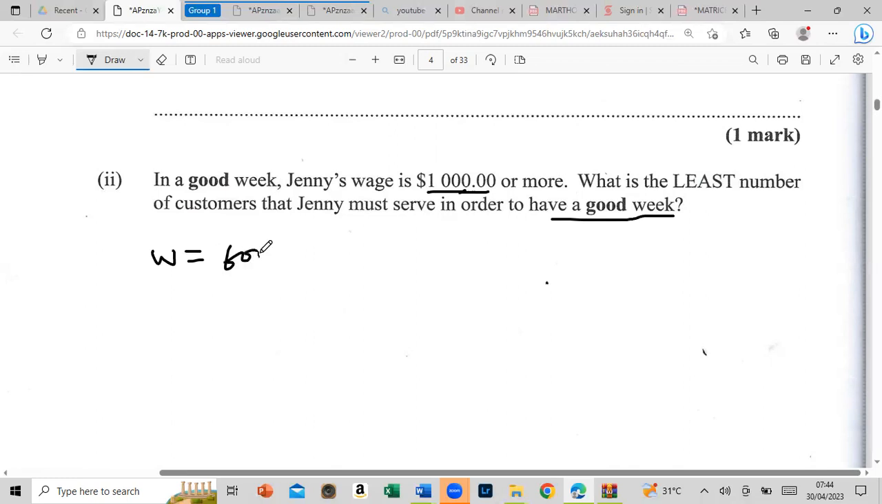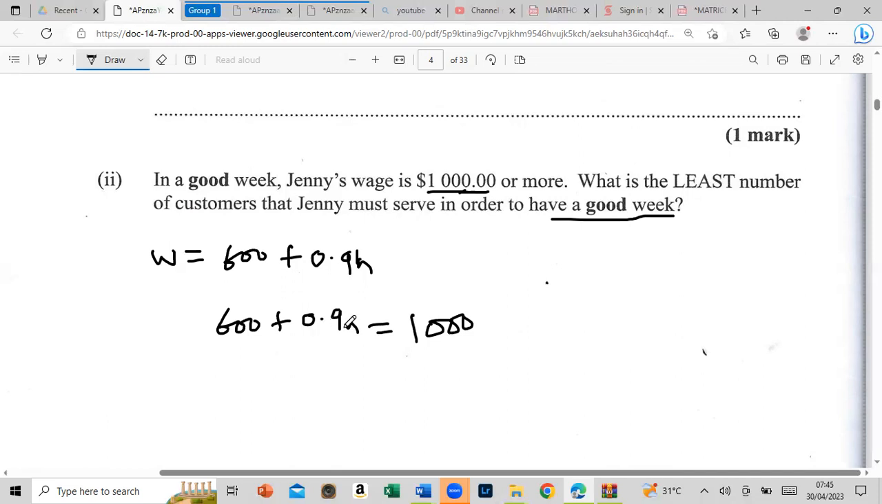600 plus 0.9n. Now we want to find the number of customers that she needs to serve. So we do know the wage. I'm going to rewrite it to make it more comfortable for me. I'm going to put the wage at the end because we know the wage to be $1,000 at least, so it can be greater. So now we can solve for n.